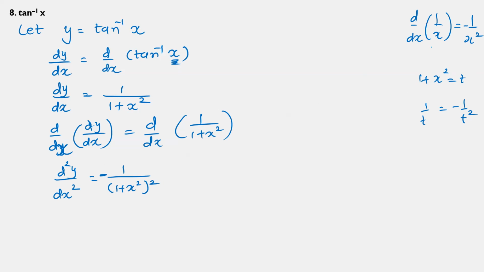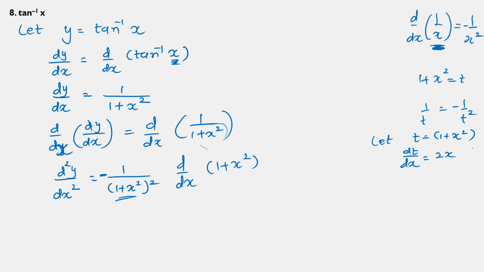But it is not only x. It is 1 plus x square. That means the chain rule will be applied to this. One can understand with the t method also. Okay, let t be equal to 1 plus x square. So dt by dx is equal to 2x.